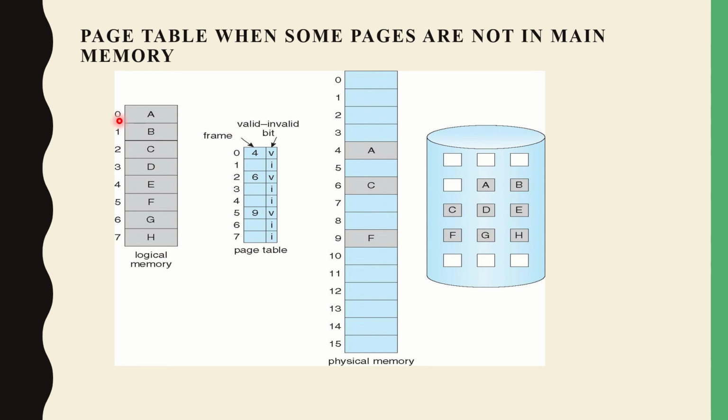In the 0th page you have A. The first page contains B. The second page contains value C. The third page contains value D, and the fourth E, fifth F, sixth G. So the 7 pages have these values.